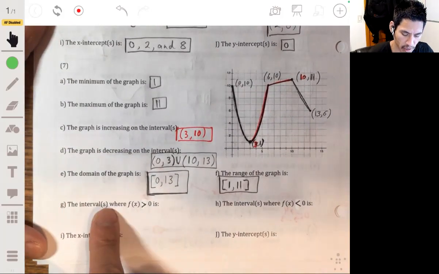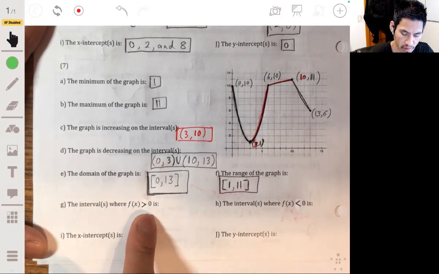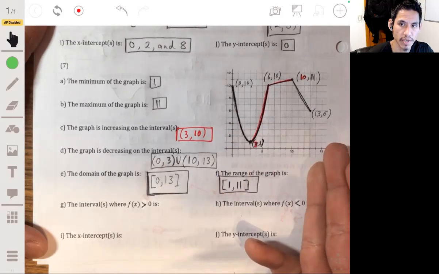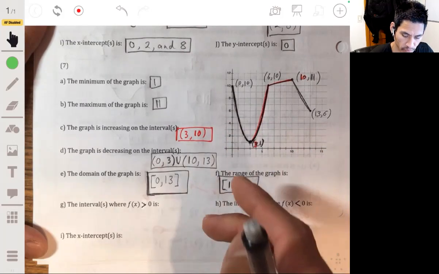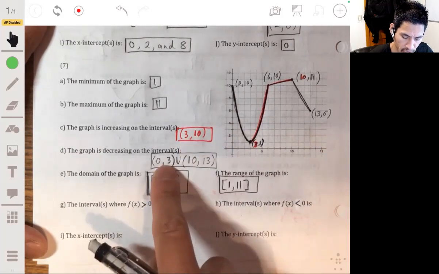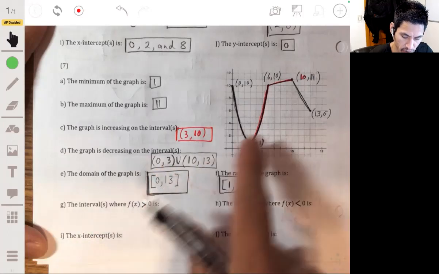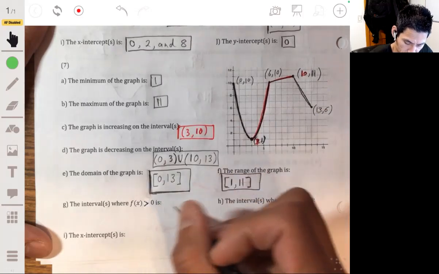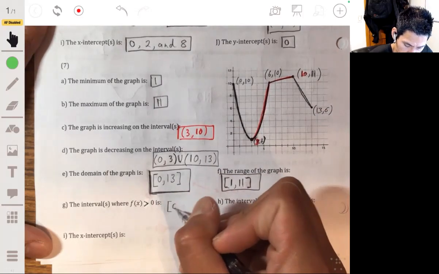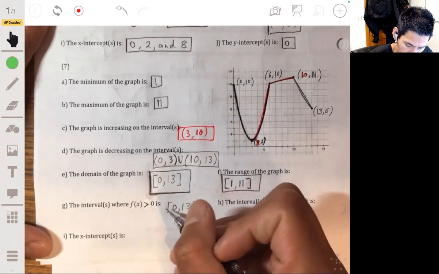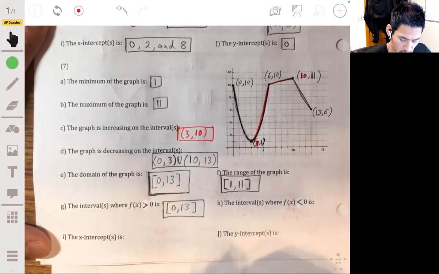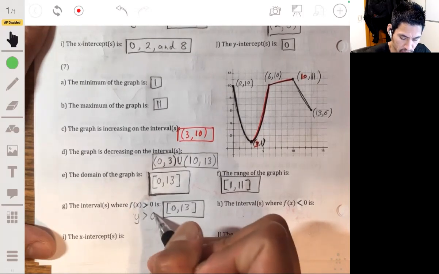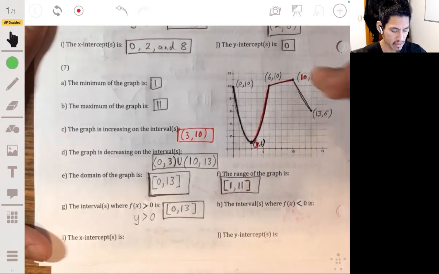Now the interval where f of x is greater than 0. So it's greater than 0 on this entire graph, on its entire domain. So we can just go ahead and rewrite the domain again, 0 to 13, because it's always above the x-axis. 0, comma 13. And there, again, f of x greater than 0, that's saying when is y greater than 0, or when is the graph above the x-axis.